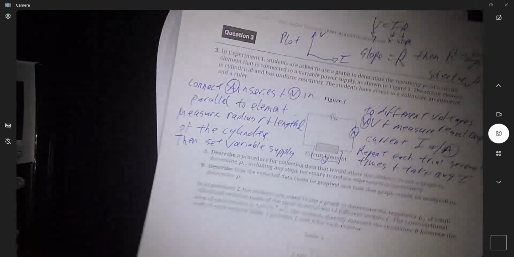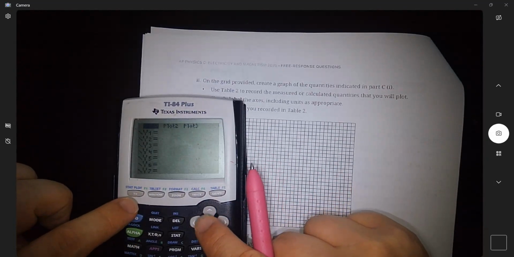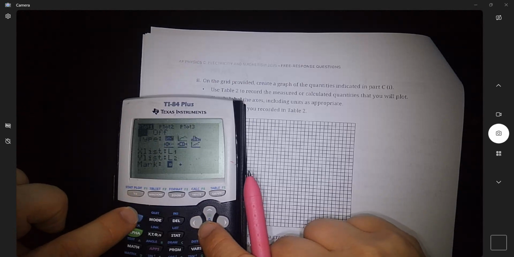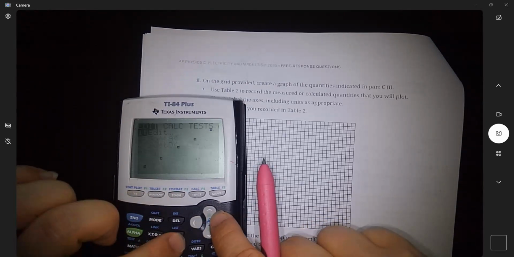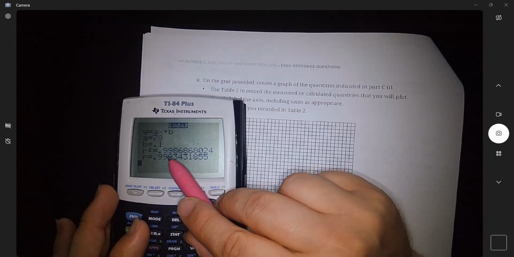So let's just plot this really quickly here. Okay, so I'm going to pretend like you know how to plot the data and make a best fit line. Let's just see what it looks like here on the graph right here. Okay, so L1, L2, zoom 9, there it is. Let's just take a linear regression, L1, L2, and so that's just going to be the resistivity over the area.